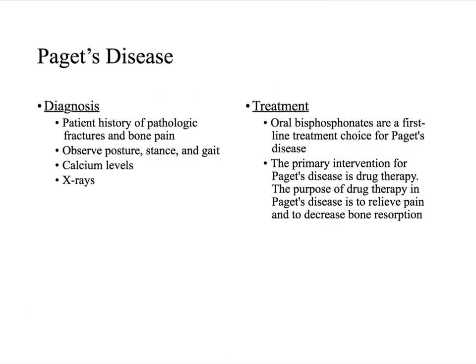So these are just some different things that we can do to diagnose a patient. Again, just doing your assessment of their posture, their stance, and their gait. If they're complaining of pain, if they have a pathologic fracture. Calcium levels are a little bit less predictable in a patient with Paget's disease. Calcium levels can be either low, normal, or elevated.